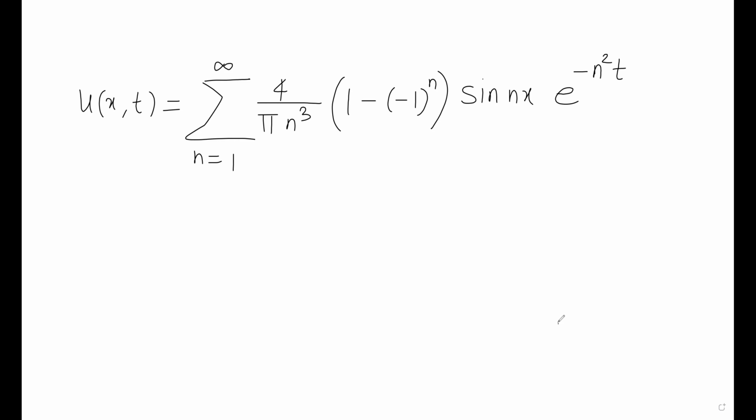If you want, you can do it further by taking n even and odd. If n is even, then minus 1 to the power n will be 1, and that will become 0. And if n is odd, then the value is going to be 2. So that also you can add if you want to. Otherwise, even if you write the solution like this, you will still get full credit. So this is the required solution for the problem.